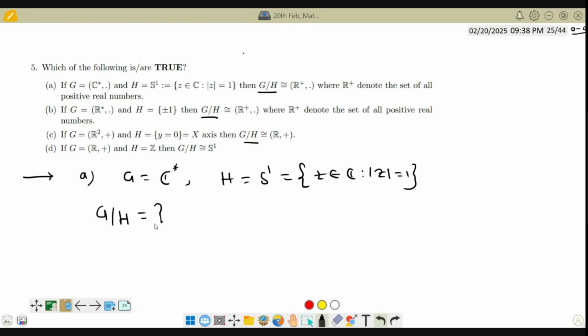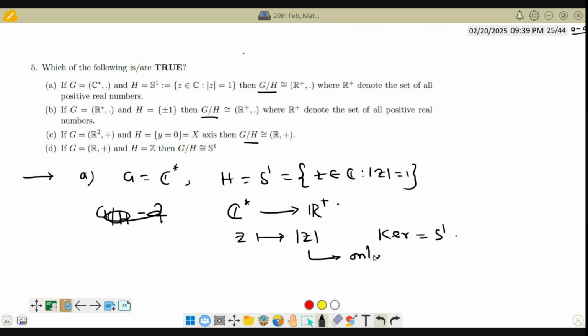Yes, okay, good. So you want to define a group homomorphism from here to here. How will you define? Z goes to mod Z. Great, Z goes to mod Z. Then the kernel will be just S1. Is it clear to everyone? Good. So just define Z goes to mod Z. Then the kernel will be S1, and clearly this is onto. So we have C star mod S1 is isomorphic to R plus.